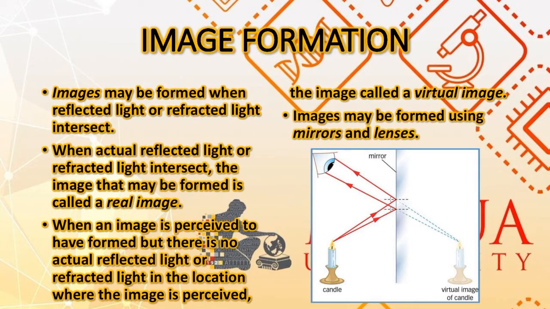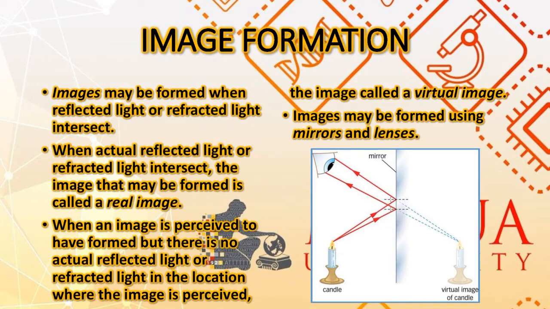For instance, if you look at the diagram or picture shown, you have a candle. Light from the candle reflects off a mirror and is seen by a person. Now, from the point of view of the person, the image formed by the candle is inside or behind the reflecting surface, inside the mirror, as shown in the picture.